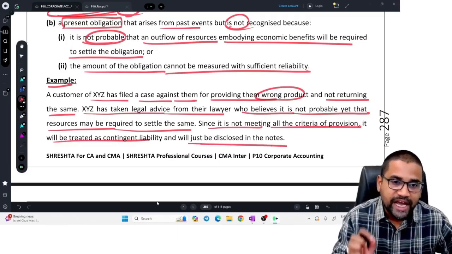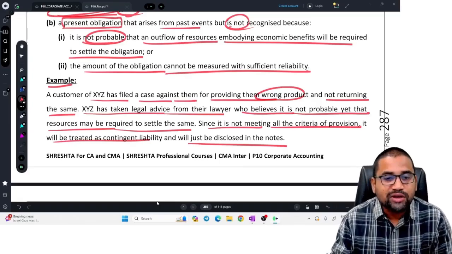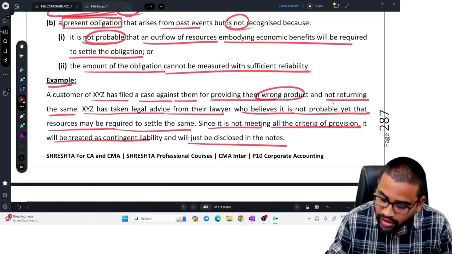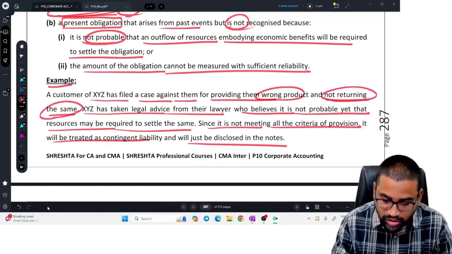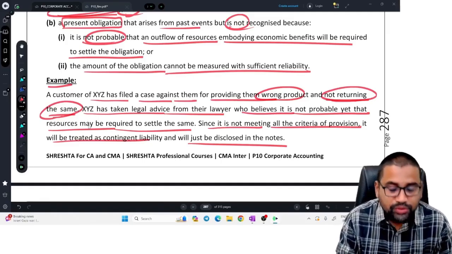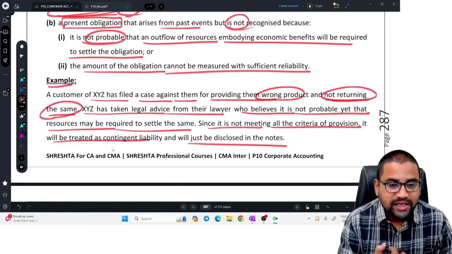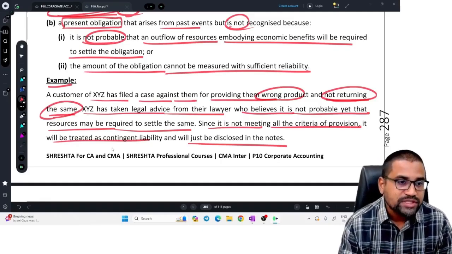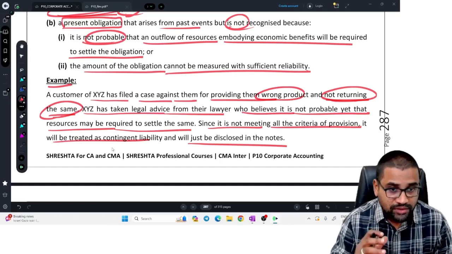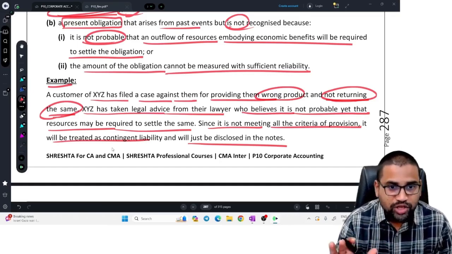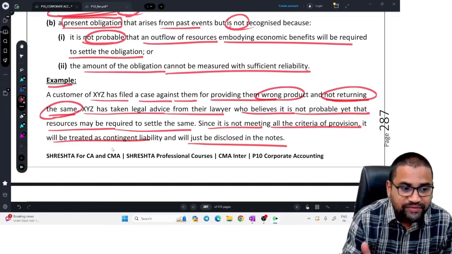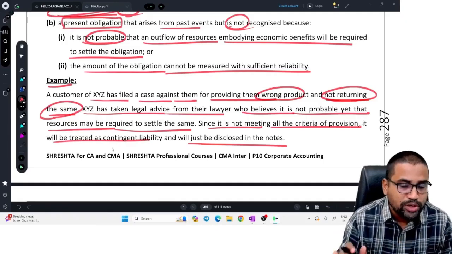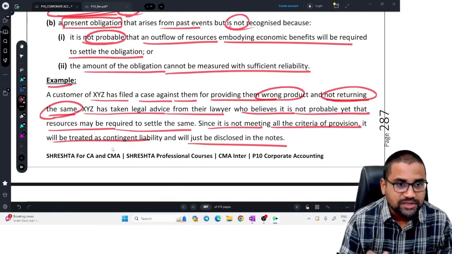Suppose one customer has filed a case against the company saying that you have supplied a wrong product and not returned the amount. Now, XYZ Limited asked for the legal opinion of the lawyer. The lawyer said, see, it is not probable yet that resources may be required to settle the obligation. As of now, we are not under an obligation. There is no present obligation. If that means 50-50 chances are there, either we are going to win the case or lose the case. As of now, there is no probable obligation.